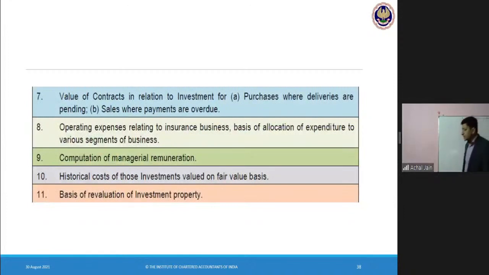I'm just looking through some of these disclosure requirements. Value of contracts in relation to investment for purchases where derivatives are pending or sales where payments are overdue. Operating expenses in relation to the insurance business are required to be disclosed. Computation of managerial remuneration, this is something which you will do for any other company also. Historical cost of those investments which are valued on fair value basis, depending on the regulatory requirements. So all of these disclosures are required to be given.